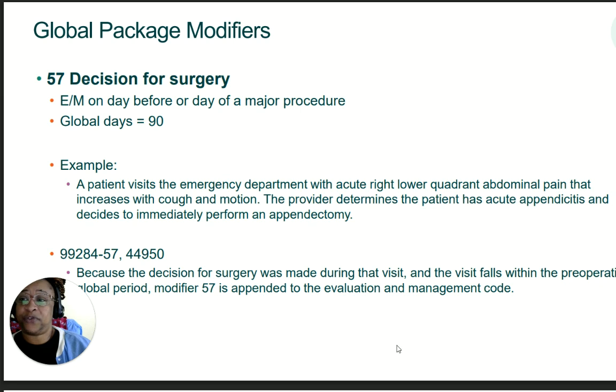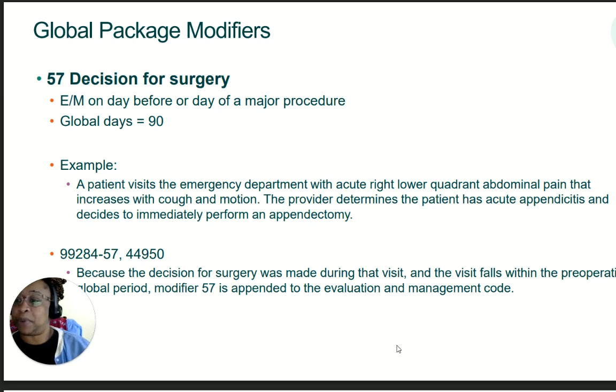57 is for decision for surgery. Keep in mind, the 57 modifier is only used in an inpatient or hospital setting. This is just like using a 25 modifier in an office setting, but it's never used in an office setting. It's only used when an inpatient or hospital visit is done and a decision for surgery is made on either the same day or the next following day.